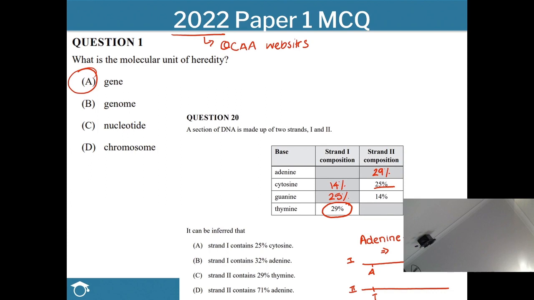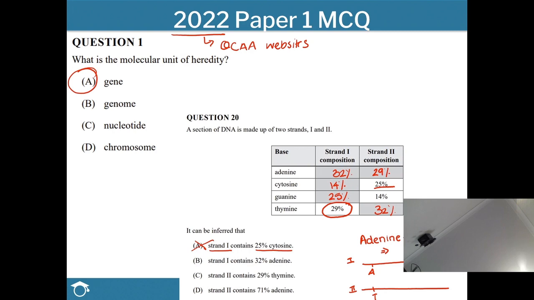Therefore, to find out the remaining, you just have to take all of those numbers away from 100. So 100 minus 29 minus 25 minus 14 is 32%. So it can be inferred that strand 1 contains 25% cytosine. Well, no. Strand 1 contains 14% cytosine.